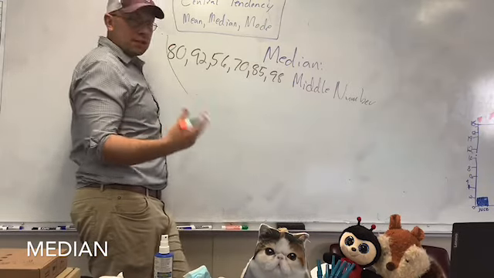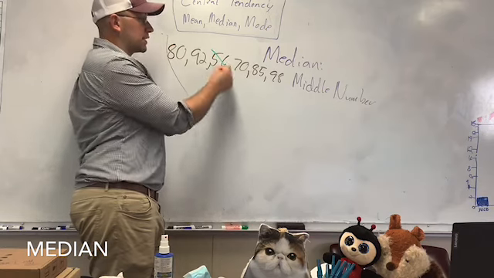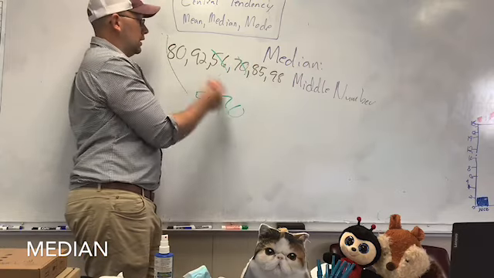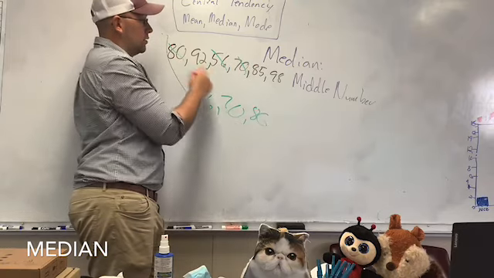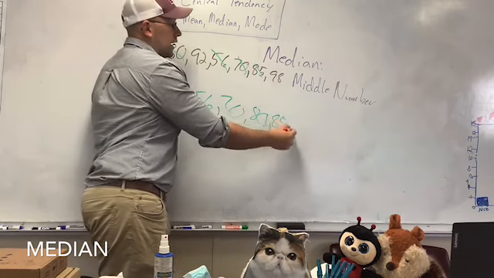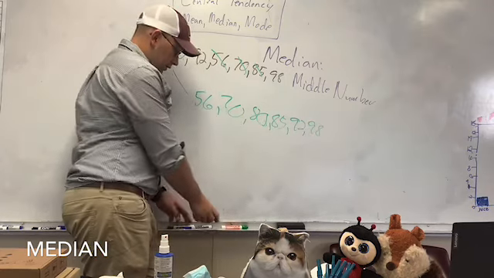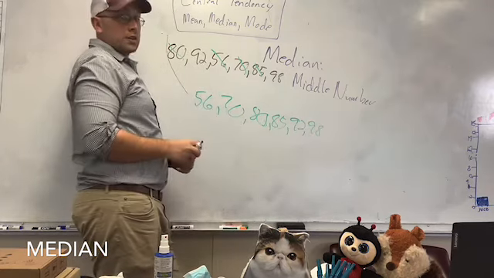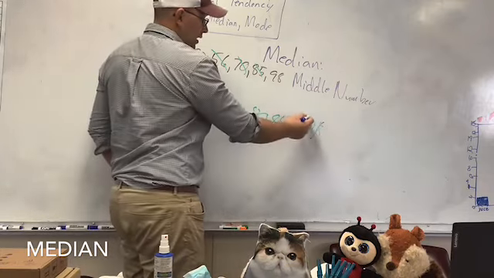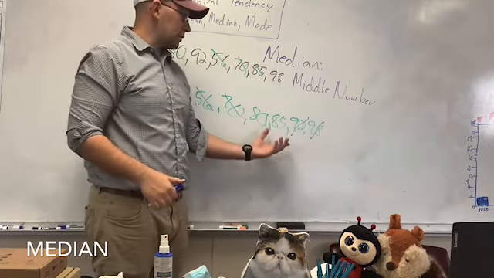So the first thing you always have to do is put them in order from least to greatest. I always put them least to greatest, though I don't think it really matters. 56, 70, 80, 85, 92, and 98. So now I just want to find out what the middle number is. Now I don't have a single middle number. I have 6 numbers altogether.